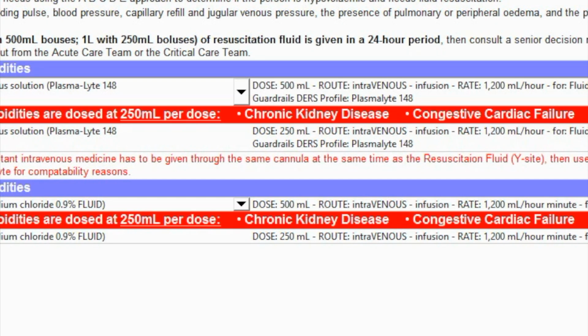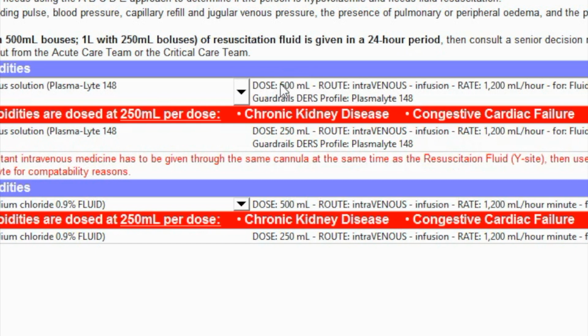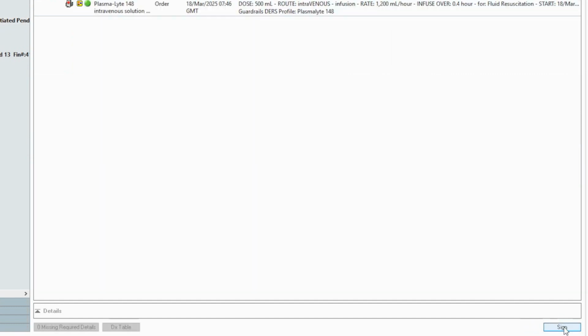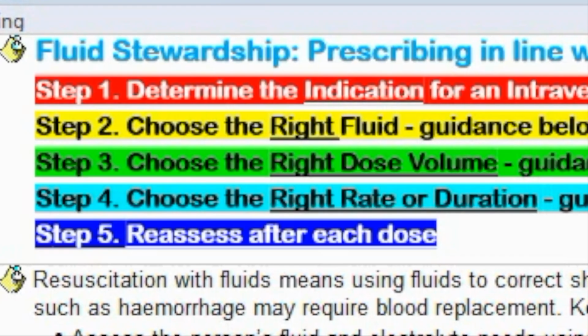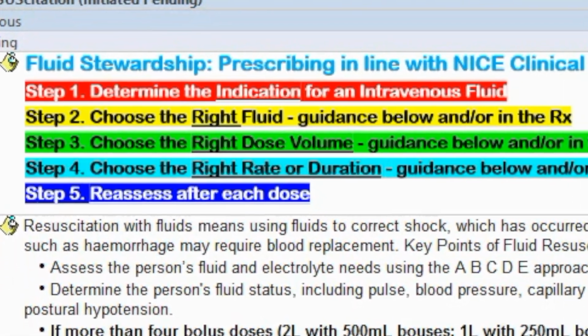Once the patient's weight is documented, the doses will auto-populate. Anyone over 50 kilos will have a 500 ml dose of either plasmolite or sodium chloride. Anyone with comorbidities of chronic kidney disease or congestive cardiac failure will have a start dose of 250 mils. So let's pick plasmolite. Order that. There's nothing else to change. Sign and go. The important thing is you reassess the patient once they've had the dose delivered.